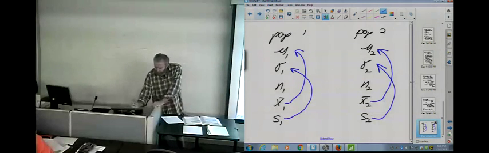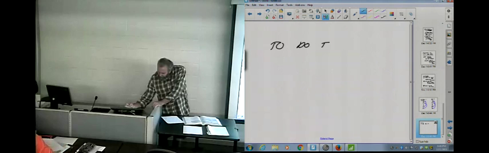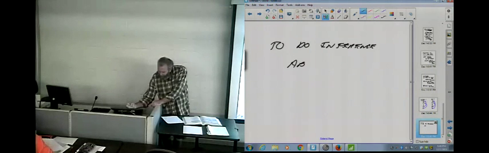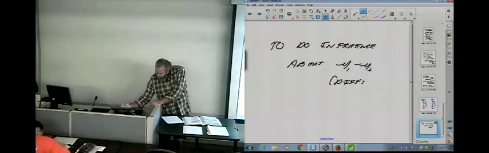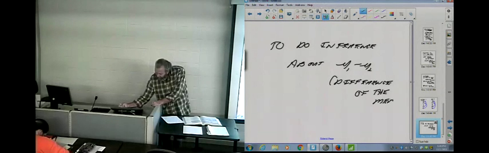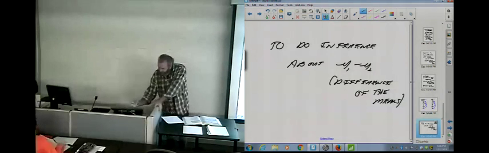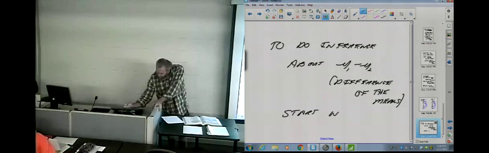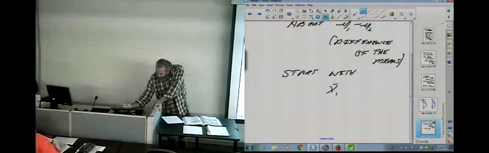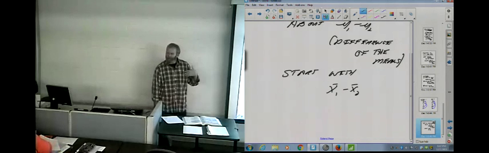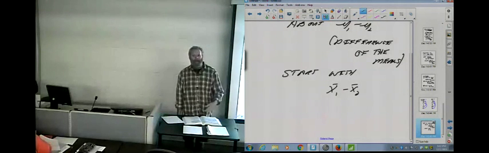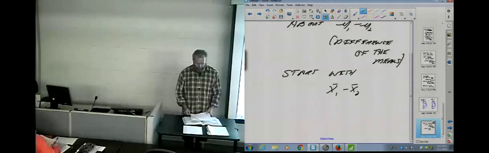Okay? Now, to do inference, confidence interval, test of significance, to do inference about mu1 minus mu2, the difference of the means. Again, the language makes a difference. We start with, well, what would you use to estimate that? The difference of the sample means. In other words, if I want to estimate the difference of the means, that's going to be my estimate, the difference of the sample means.